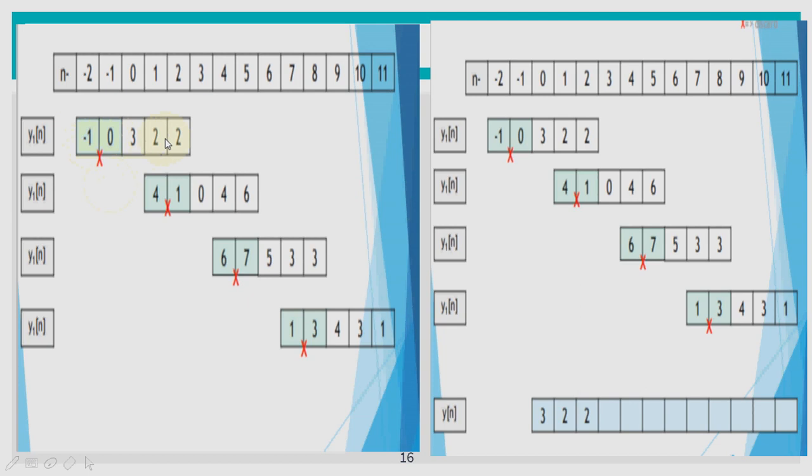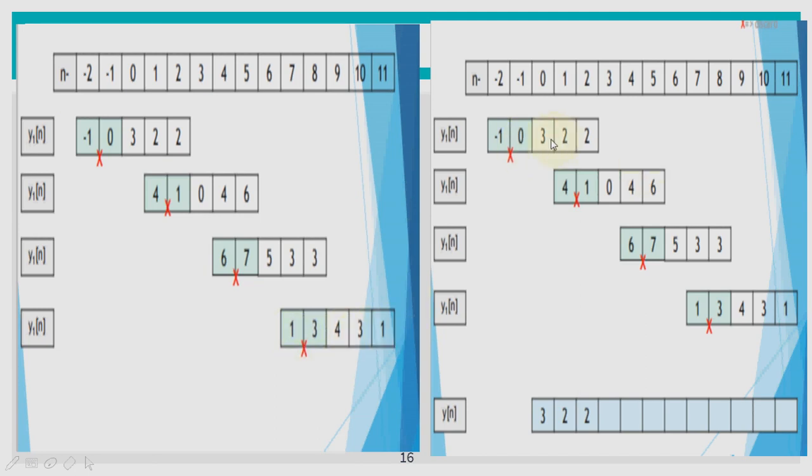So output is 322. Next two bits are discarded. So next output is 046. Next two bits, that is 6 and 7, should be discarded. Then the next output will be 533, and again the next output should be discarded, that is 431.